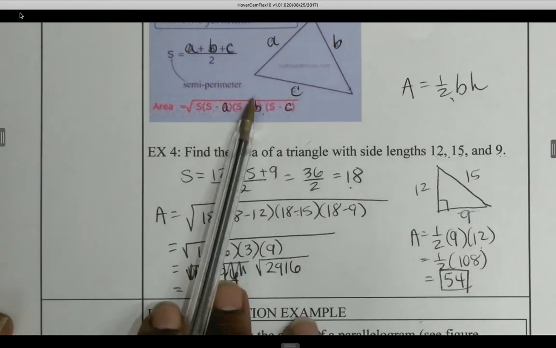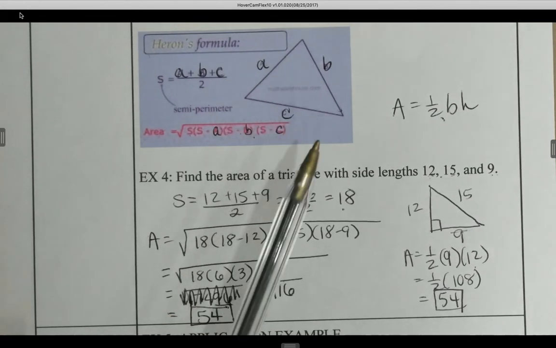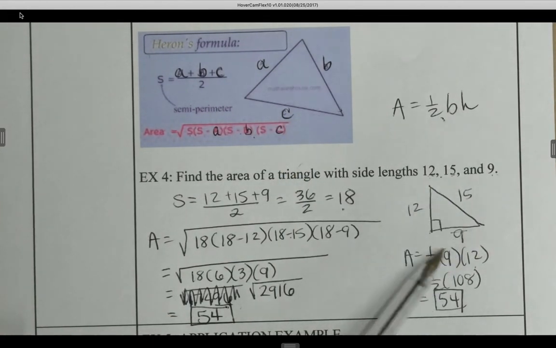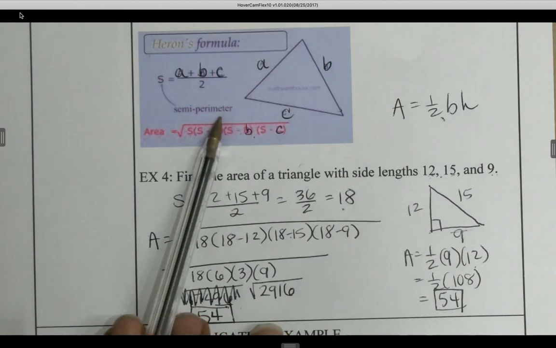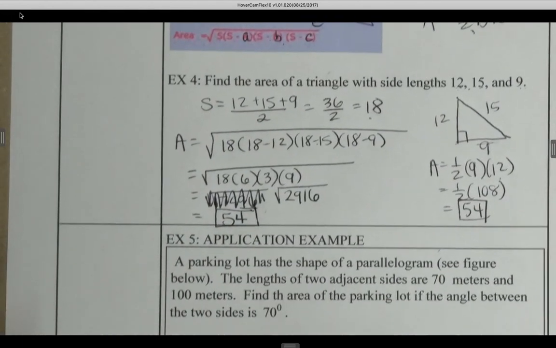So the area formula that we're used to gives me the same answer as this new formula. The only difference is this formula is more versatile. I can use this even if I don't know the height. I didn't even have to know which one of these was the height. This formula still works. Okay.